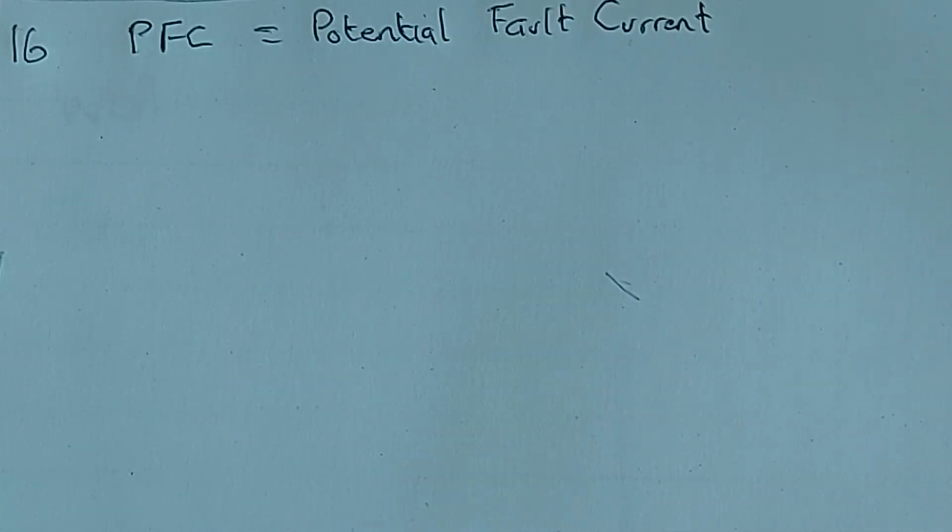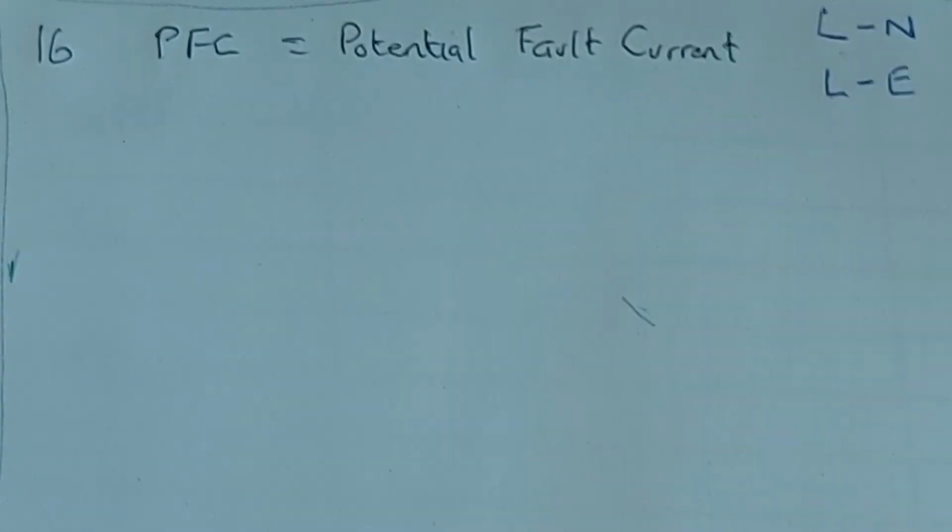So question 16, potential fault current, or PFC, is referring to how much current would actually flow if there was a fault. So we're talking about a short circuit fault, and we're going to have either a short circuit, live to neutral, live to earth, or there's one other one, and that's going to be phase to phase. Because if you've got phase to phase, you're now talking about 400 volts.